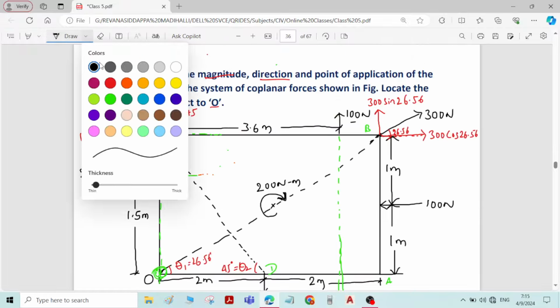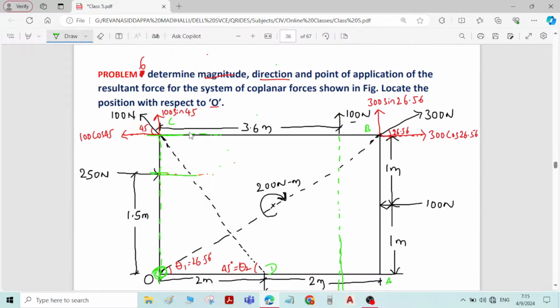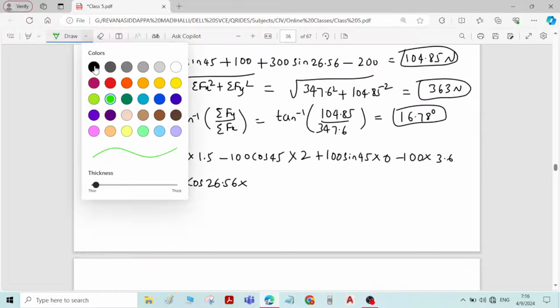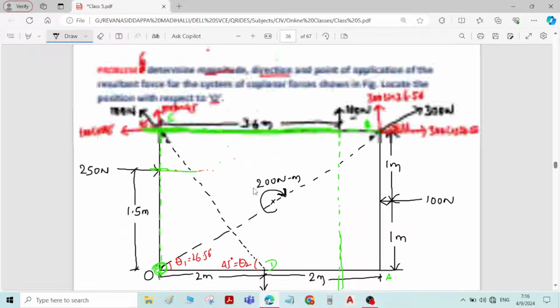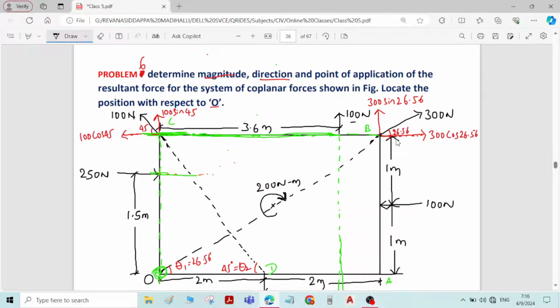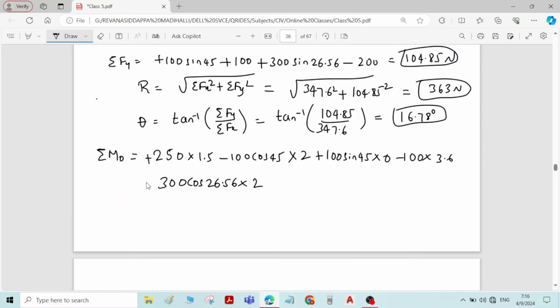the perpendicular distance? Before that we will draw the line of action. So this is the line of action of the 300 cos 26.56 force. We have the point O here. Distance of point O from the line of action is how much? 2 meter. And about point O, if you apply a rightward force at this corner B, the plate will rotate in clockwise direction, sign is plus.